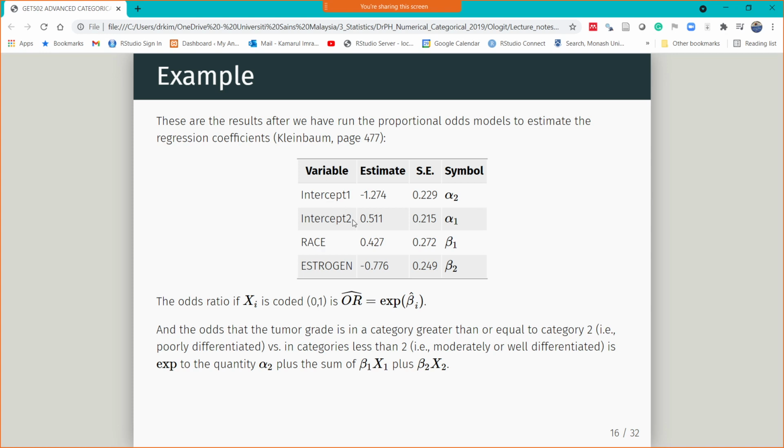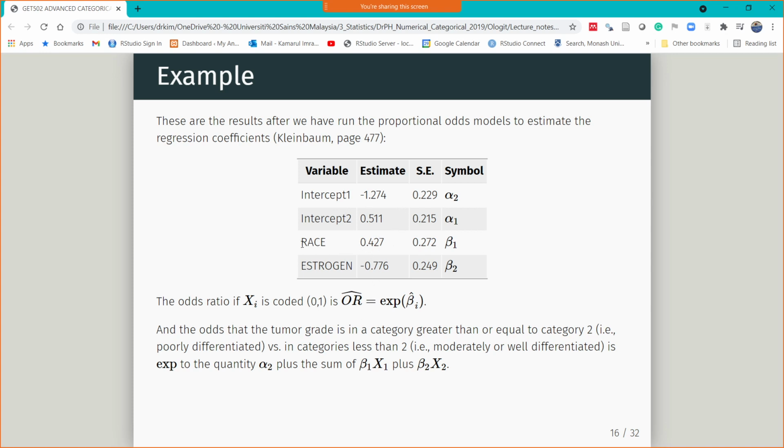The only thing is that you'll have J minus 1 intercepts, okay, or D minus 1 intercepts. If you have three categories of outcome, then you will have two intercepts. If you have four categories of outcome, then you have three intercepts.